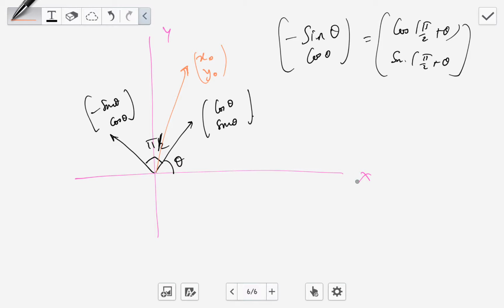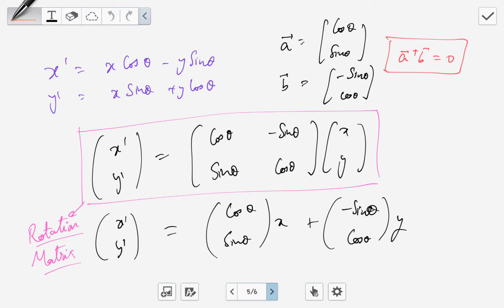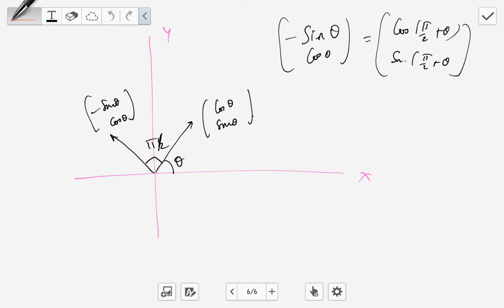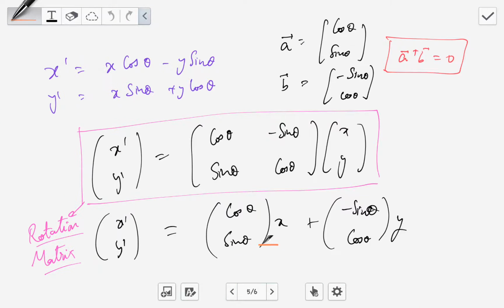just see this. How have you obtained these things, cos theta and these things? By rotating x axis by theta and y axis by theta. Do you see that? So now let us try to see this as the new coordinate system. Okay, in the new coordinate system, see cos theta sin theta times x plus minus sin theta cos theta times y. What is this? This is your basis vector. This is like one of your basis vectors. This is like the other basis vector.